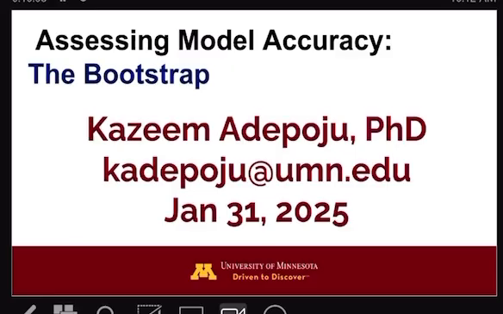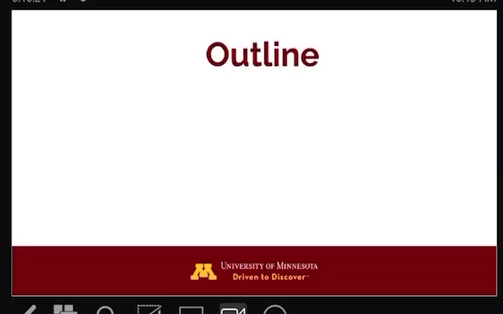So the alternative option to cross-validation is Bootstrap. I want to welcome you to Bootstrap. In the outline, I'm going to walk you through two types of Bootstrap. We have the non-parametric Bootstrap, and we have the parametric Bootstrap.